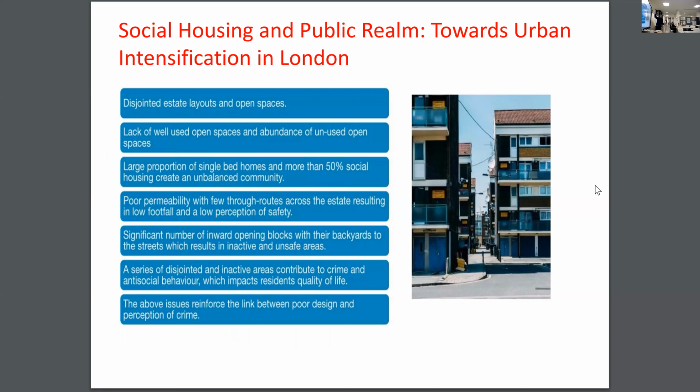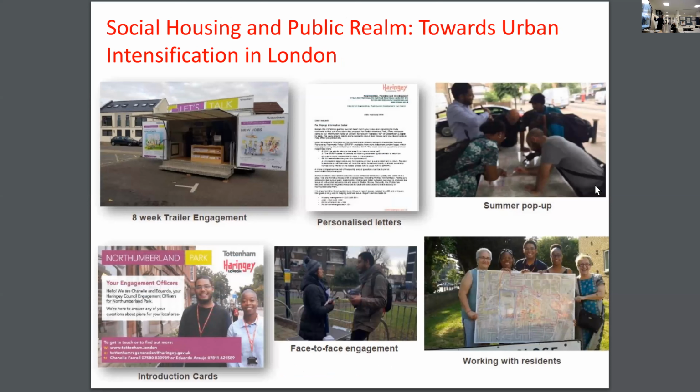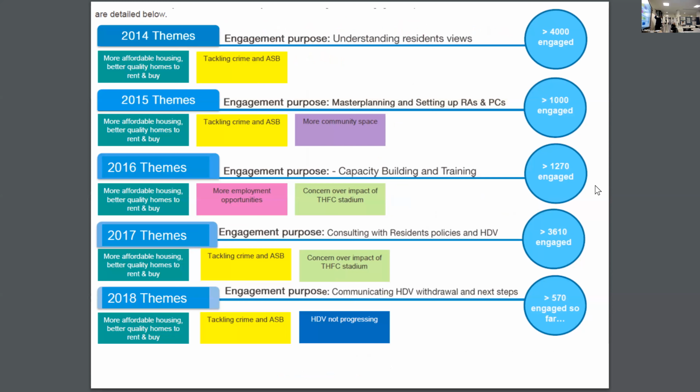So yeah, this is just the summary of what I spoke about. What are the issues there? What are the urban design issues we got? And we did lots of these kind of consultations using all different approaches. And in all of these, 2014, 2015, 2016, 2017, 2018, 5 years, the main thing was more affordable housing. That was the foremost priority for people, more affordable housing. And then the second was tackling crime and antisocial behavior.